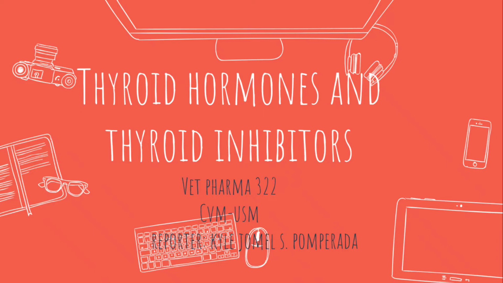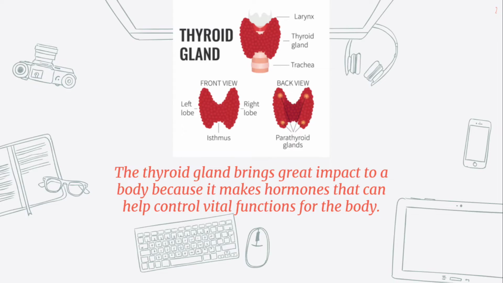Hello everyone. Today, we will be talking about the thyroid hormones and the thyroid inhibitors. To begin with, the thyroid gland is the one that produces hormones that can regulate the body's metabolic rate, heart, digestive function, muscle, brain development, and bone maintenance. Its performance is based on the iodine that is being supplied.